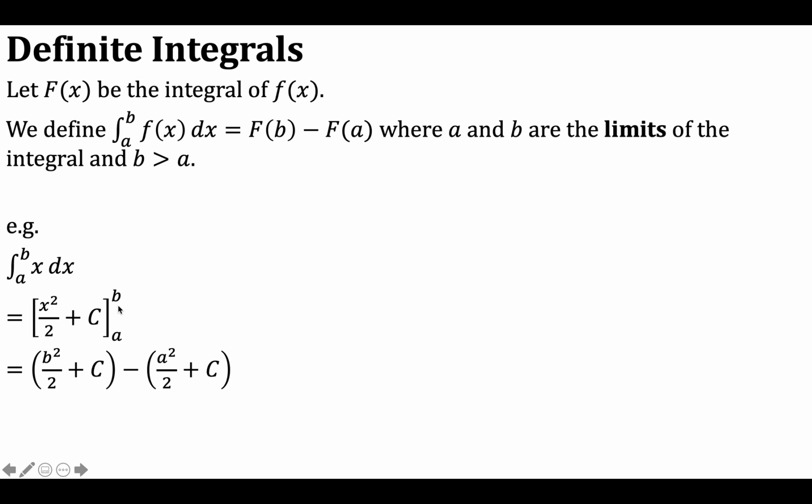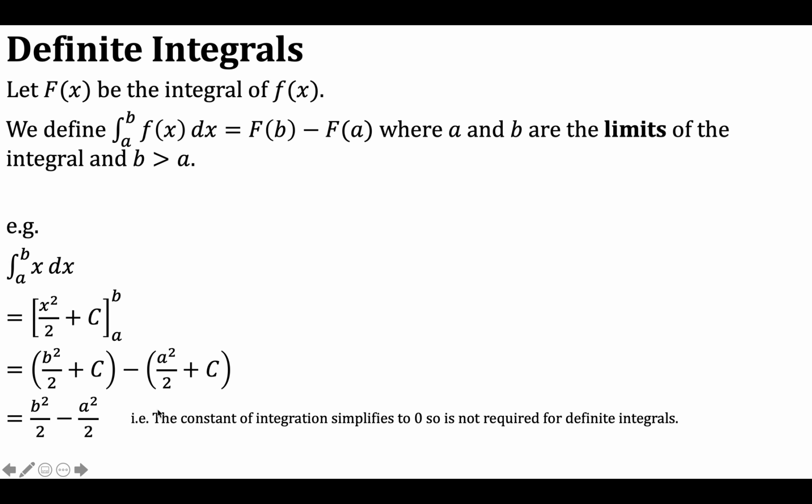Now you'll notice here that I'm substituting in b first. That is the bigger number numerically, the bigger limit, if you like. We can then see that our constant of integration c will simplify to 0, and it leaves us with b squared over 2 minus a squared over 2. For indefinite integrals we always need the constant of integration, but here it simplifies to 0, so it's not actually required for definite integrals.